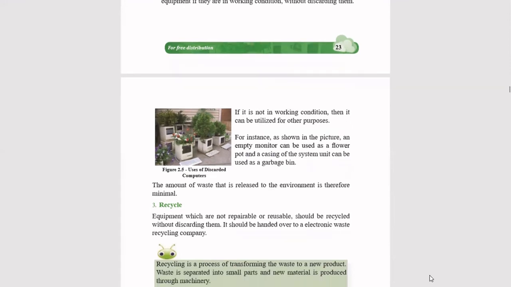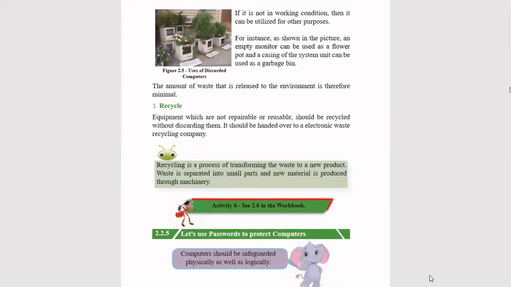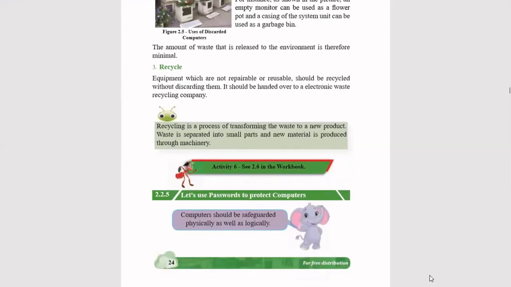Final thing is recycle. Now, if the equipment cannot be repaired or reused, then finally you have to throw it away. But you can do a recycle. What do you mean by recycling? You transform this waste and create a new product. You may have heard this with paper, right? Paper you can recycle. Similarly, these materials, even plastic, you can recycle and produce new equipment.